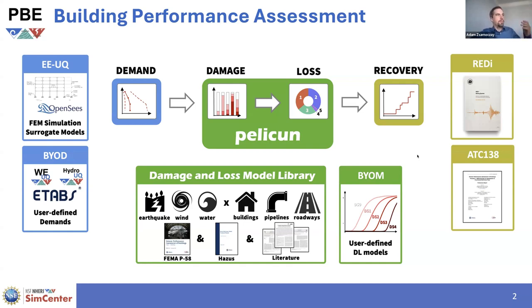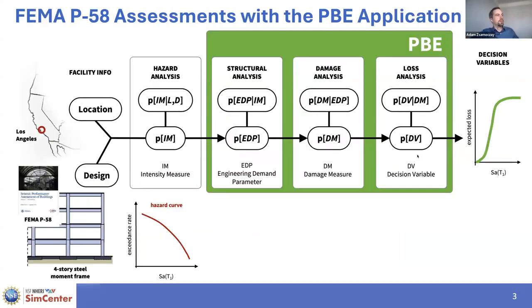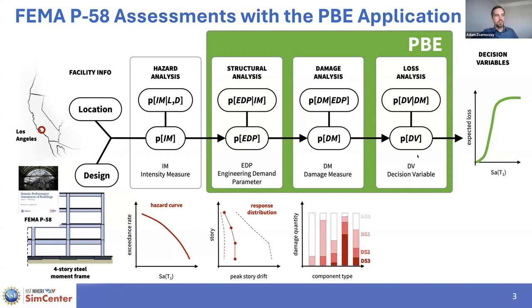Most of the time, as I mentioned, this tool is used in classes for FEMA P58 style assessments, so high resolution seismic performance assessment, where PBE covers the green shaded area of this PEER framework. So it does the response distribution simulation, then simulates the damage, assigns damage states to specific components in the building, and then looks at the consequences of that damage and quantifies the losses. That's the typical use case that we see in courses.